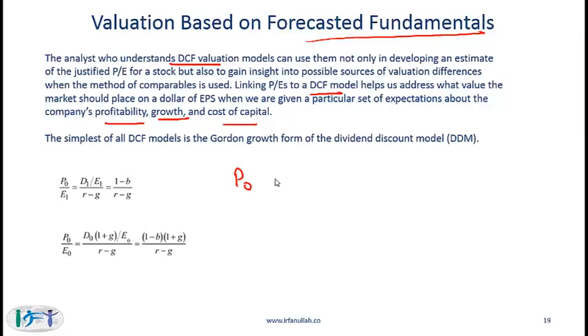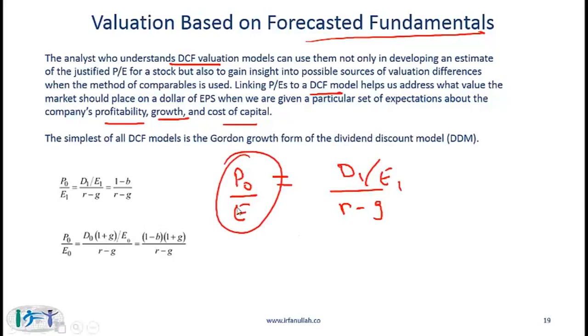You recall from before that the price of a share based on the Gordon growth model, and assuming obviously constant growth, is equal to D1 over R minus G. All we are doing now is coming up with a multiple. So if you divide this by E1 and this by E1, then what do you have? You have the leading PE ratio is equal to the payout ratio divided by R minus G.